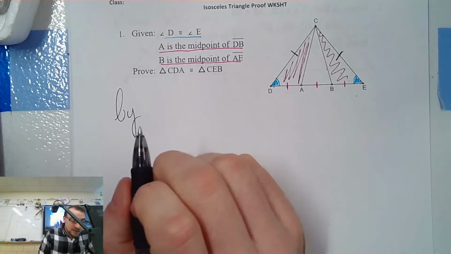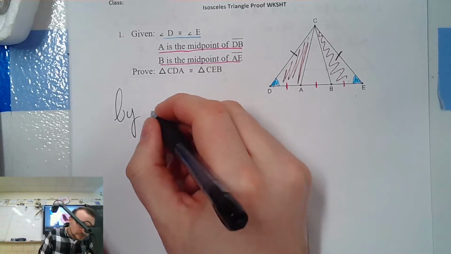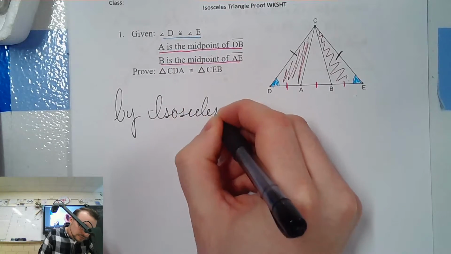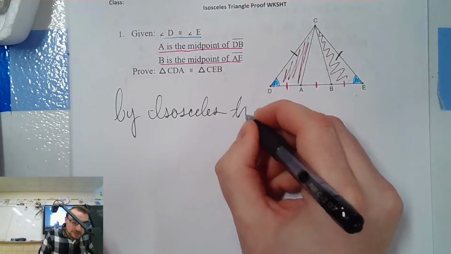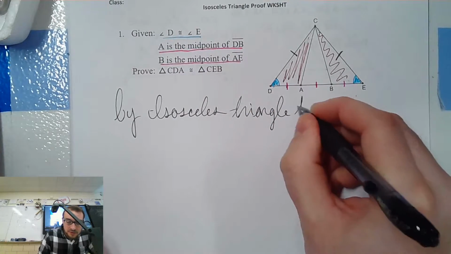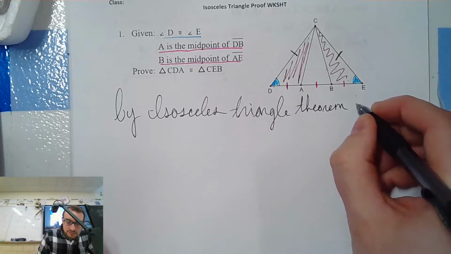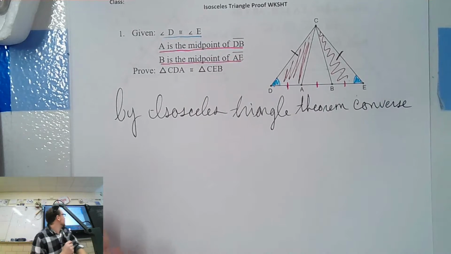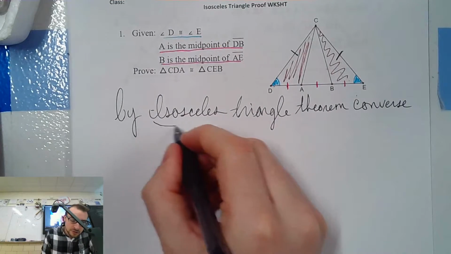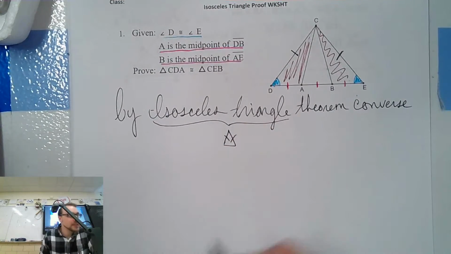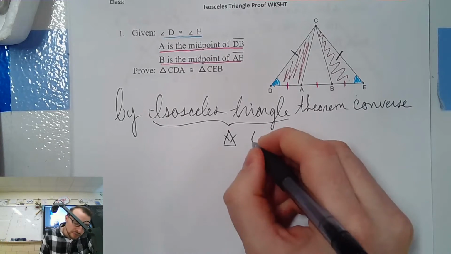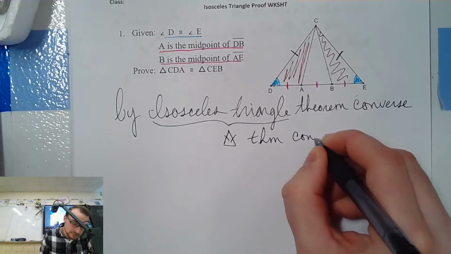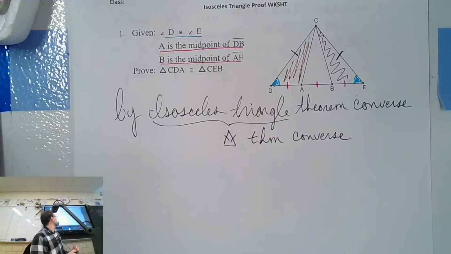So I could write it like this. I would encourage you not to, so just wait. That's isosceles triangle theorem. And we wanted the converse. Now that is a mouthful. So instead of writing that, you can do this: isosceles triangle, then theorem is THM, and then writing converse. Much shorter, right? THM stands for theorem. A lot of people have been confused by that today.